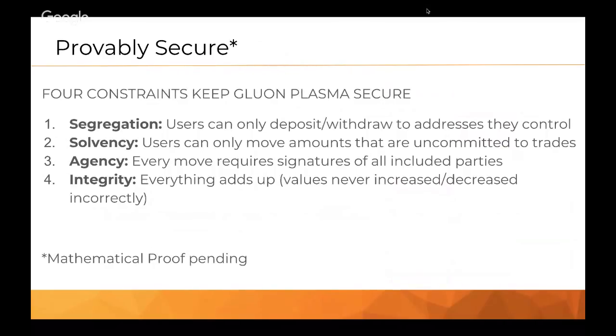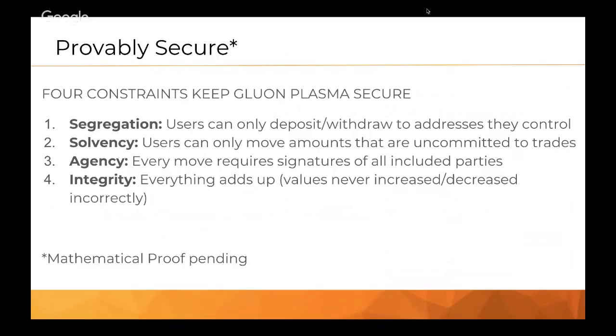One of the things that we wanted is provable security. This proof is still pending, but there is a variant of this proof in our previous paper, which is the leverage protocol paper. And we believe that in any system, if you follow these 4 constraints, then the user's funds are safe. If you can provably follow these 4 constraints.